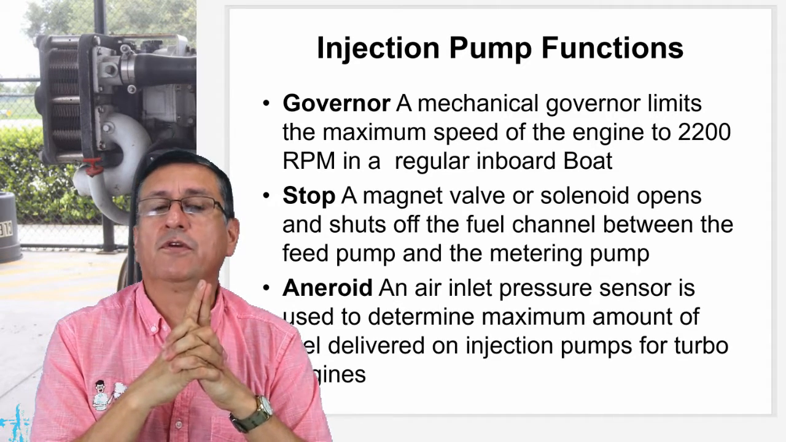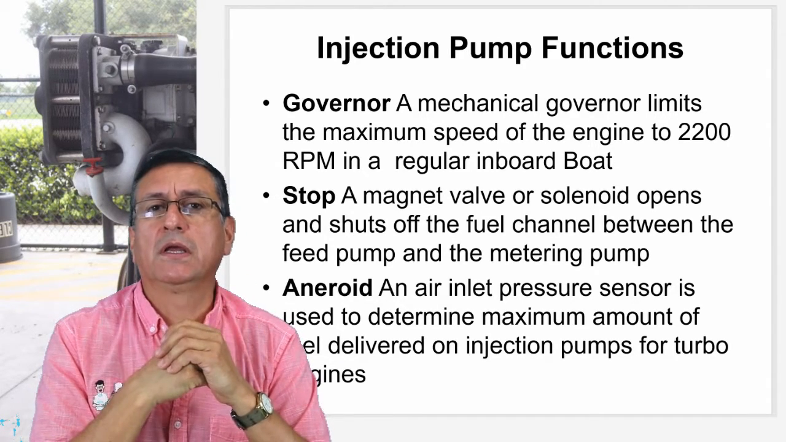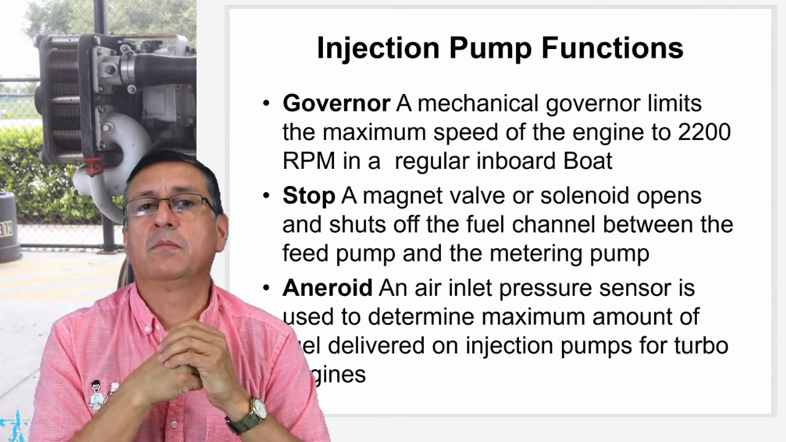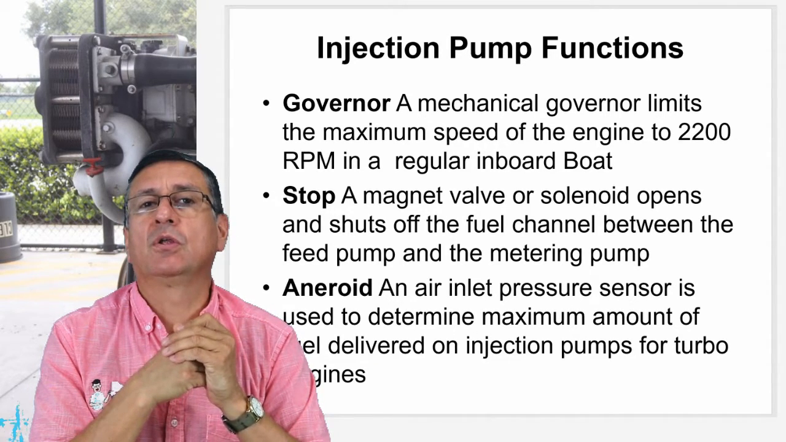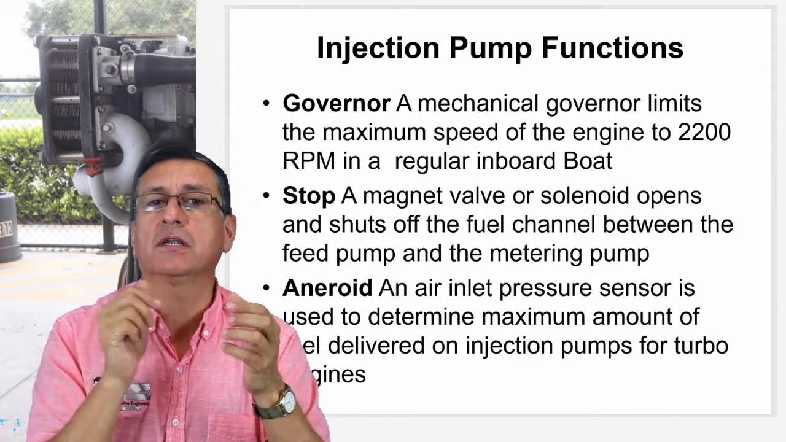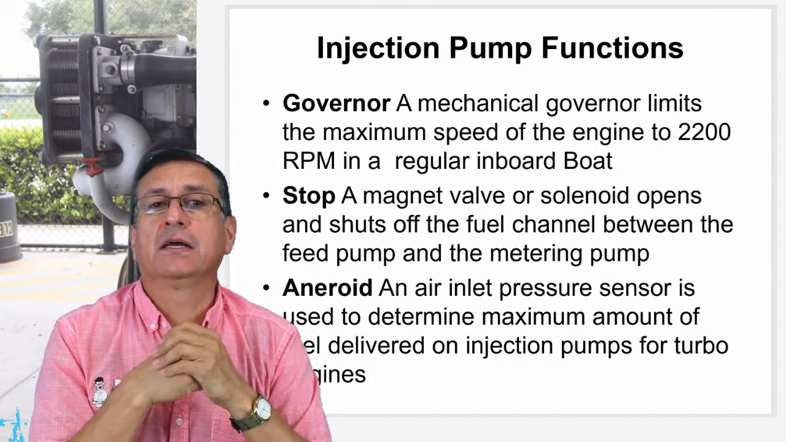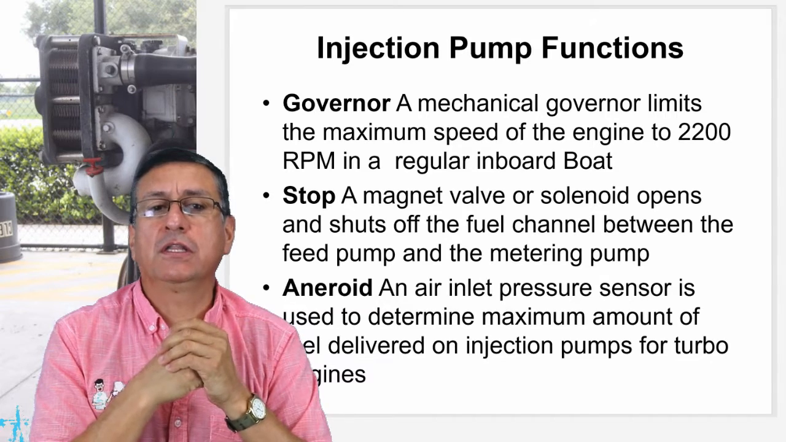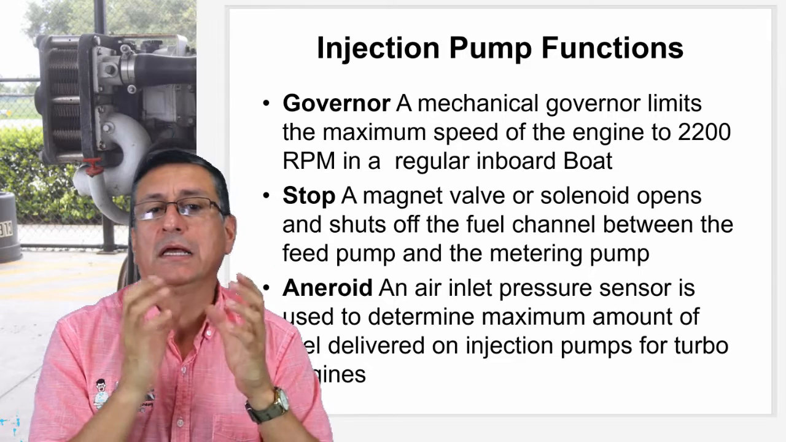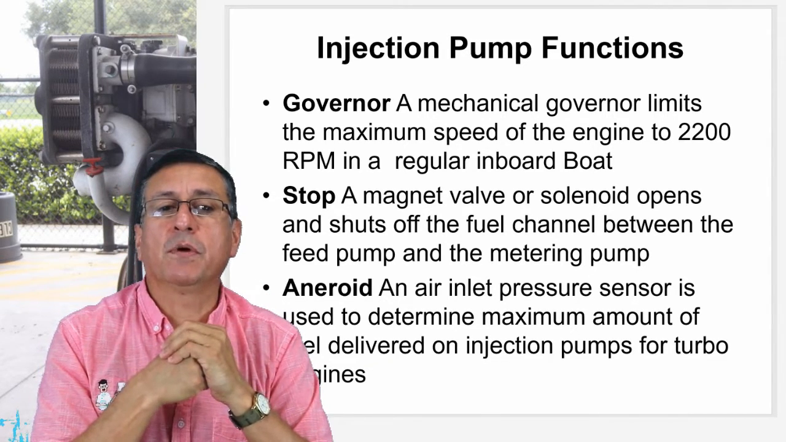And also the fuel injection pump controls the procedure to stop the engine, because with the solenoid control valve it controls whether the fuel enters or does not enter the pump, and of course the engine immediately stops. This is the stop solenoid. It is a magnet valve or solenoid that controls the input of the fuel in the fuel injection pump.